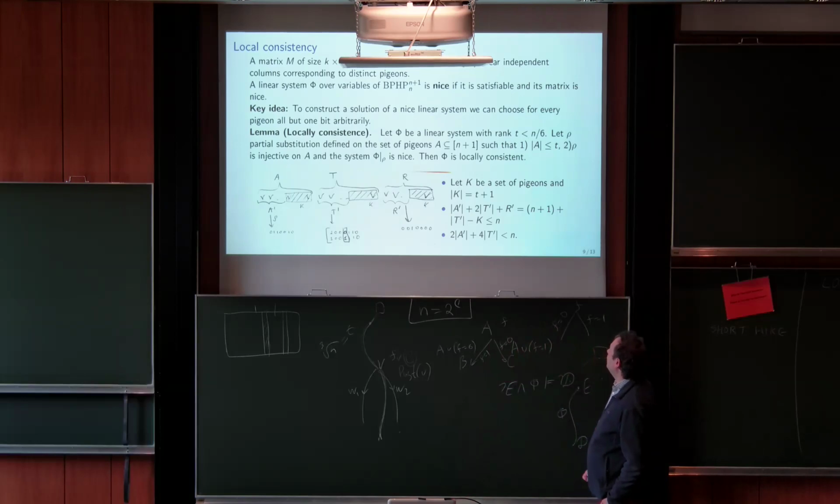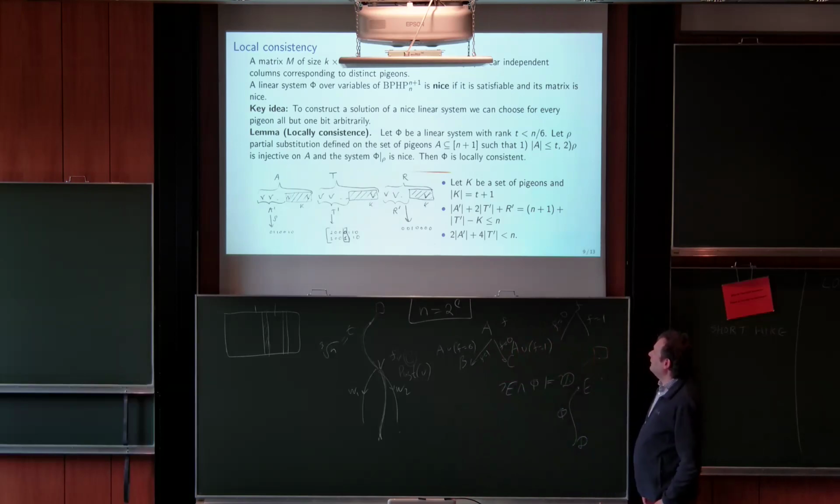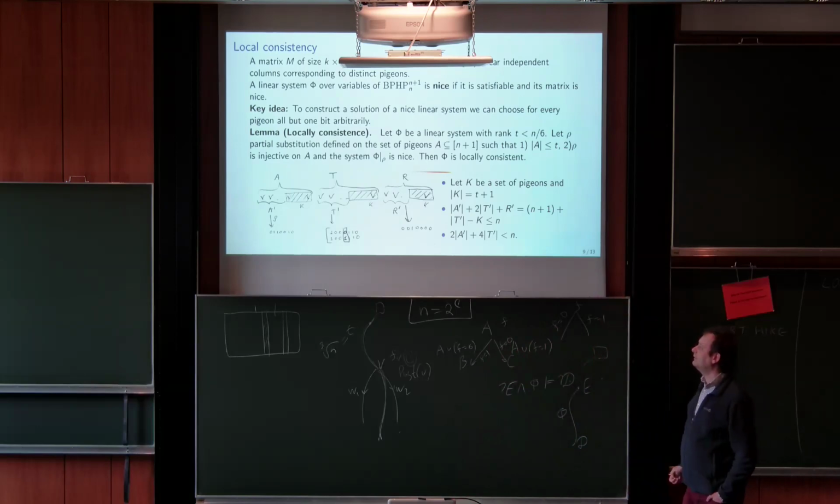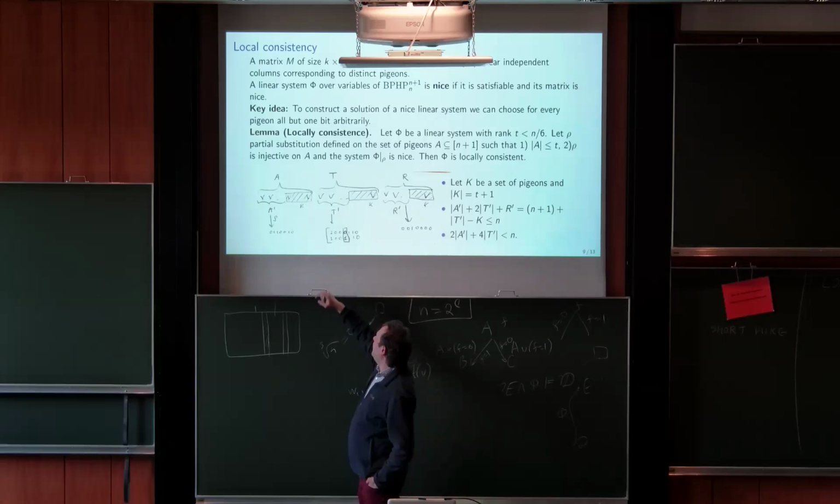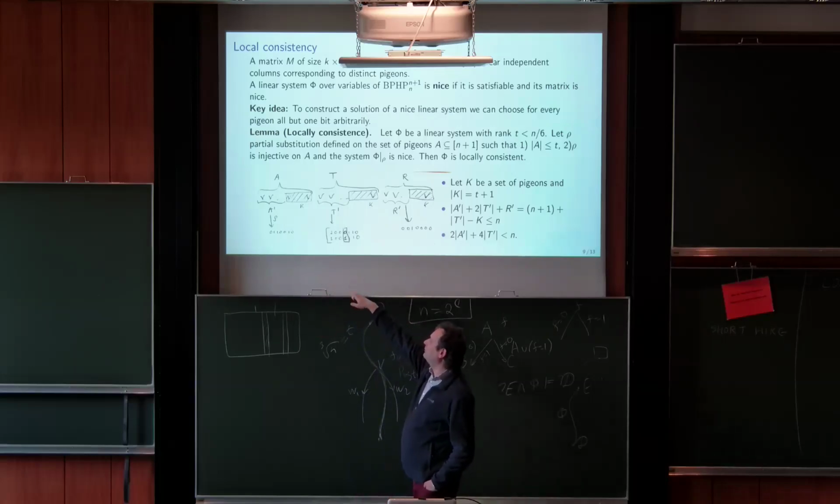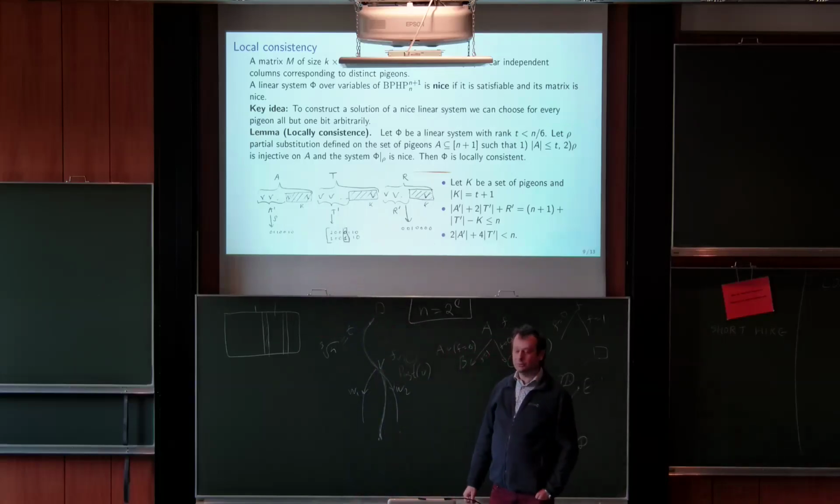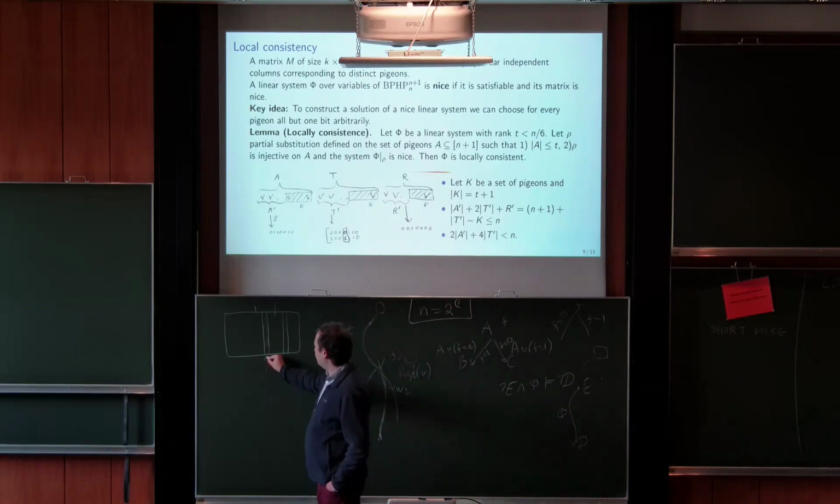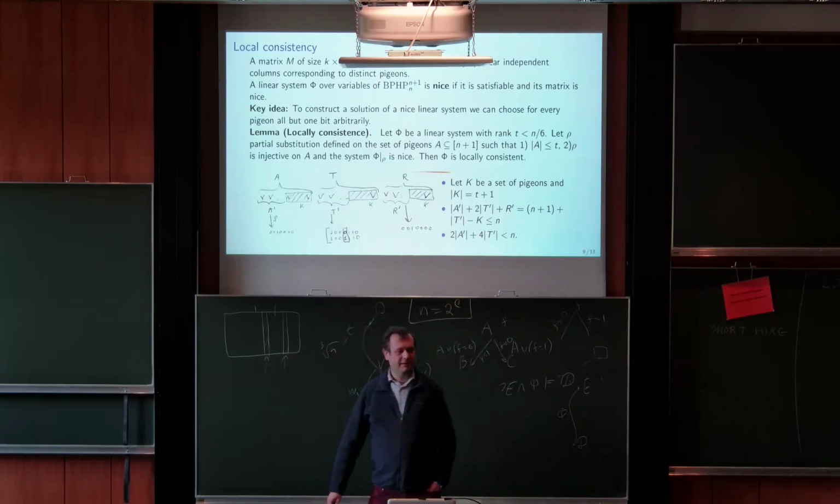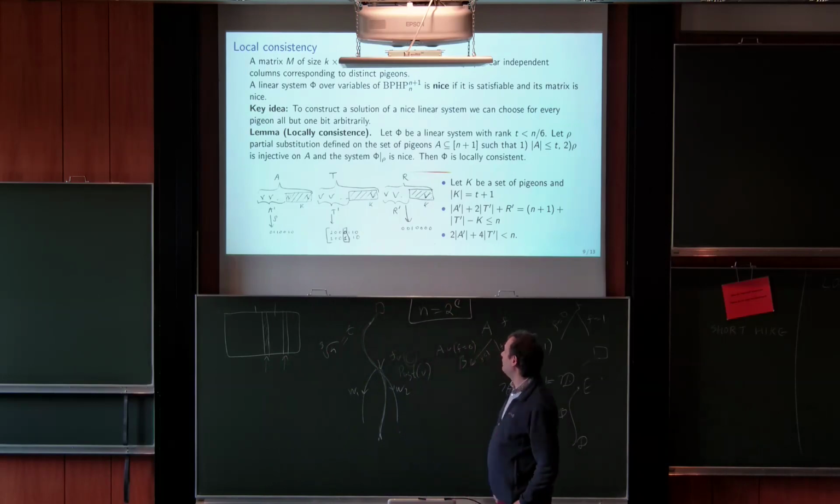How to show that it is locally consistent? Consider some set of pigeons of size t plus 1, and A minus k is A prime, and these pigeons are already assigned by rho to different nodes. And T is a set of pigeons that corresponds to a basis in the nice matrix of phi substituted by rho.